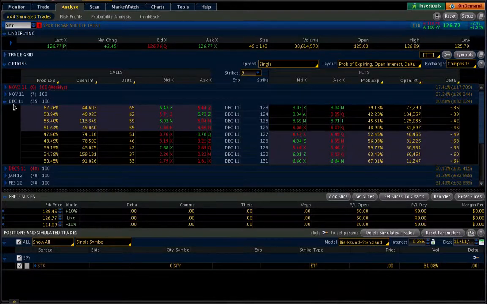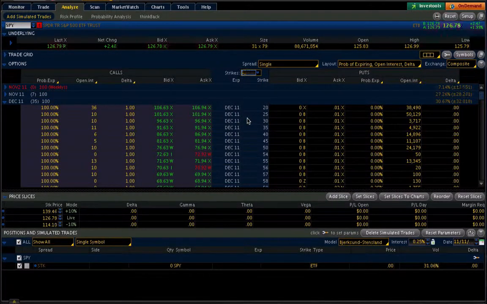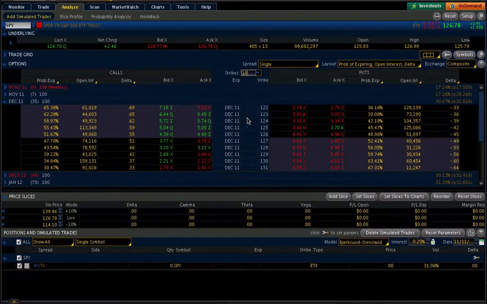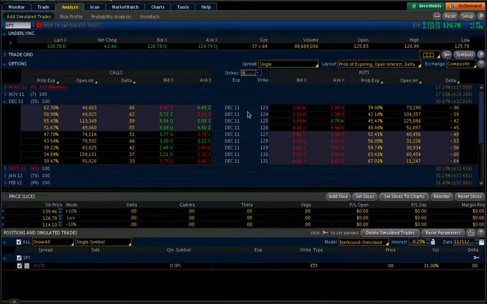Now on the Thinkorswim platform, your calls are on the left and your puts are on the right. Right in the middle is your strike price. As you can see right here, that's your strike price. If you need to see more options, you can go to your strikes and choose all of them, or you can type in 10, hit enter, and you can see more strike prices. I usually just keep it at 9.